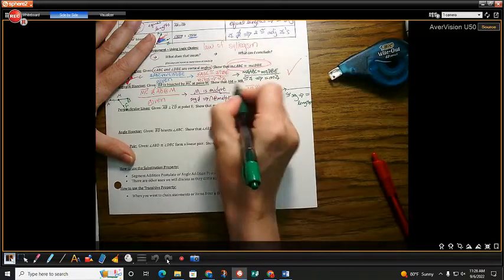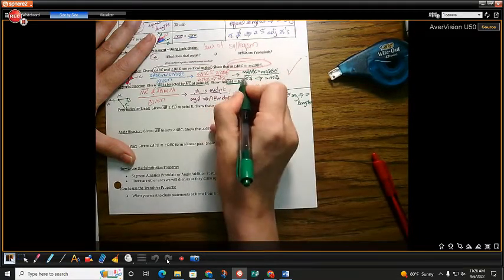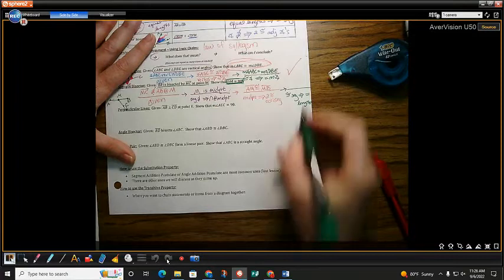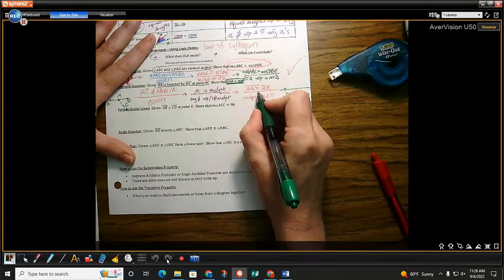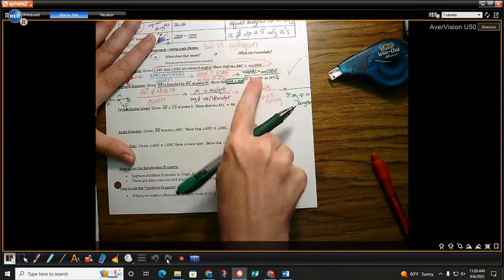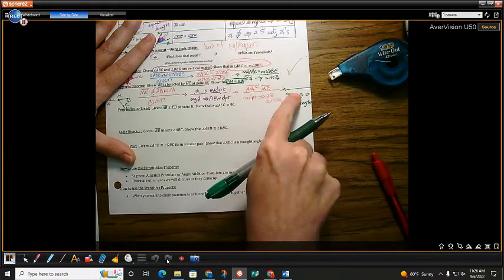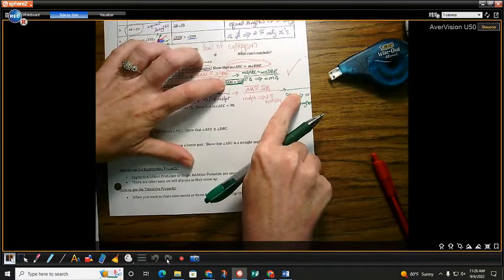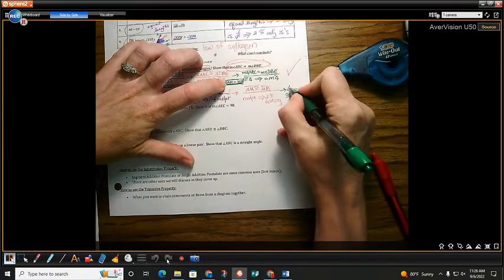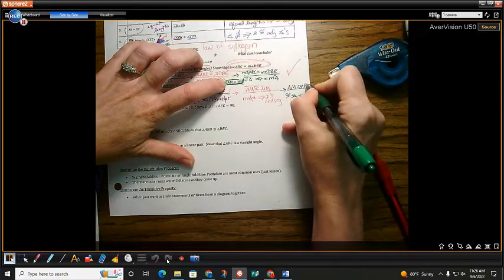Well, I'm trying to show that AM equals MB, and I only had congruent. But now that I had congruent things, if I have congruent things, what does that imply? Equal stuff. So now I can say that AM is equal to MB.